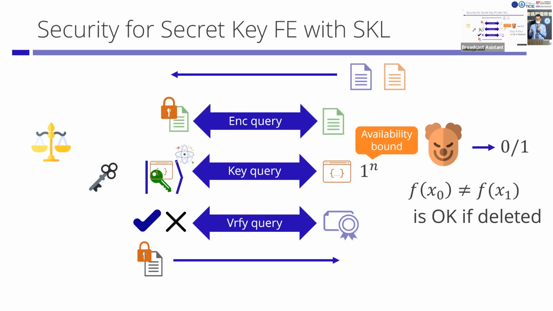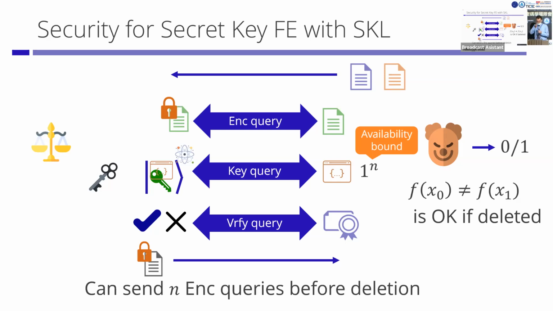So we consider a secret key functional encryption setting. The adversary can send the encryption queries to the challenger. Then the challenger returns a ciphertext. And the adversary can send any encryption queries before deletion. This is the meaning of the availability bound.